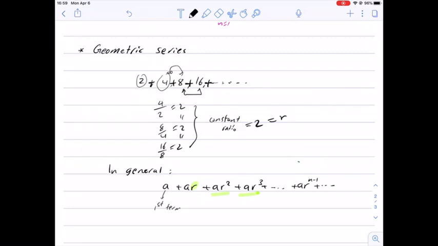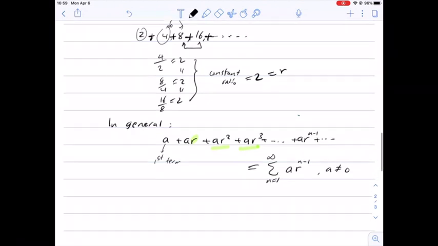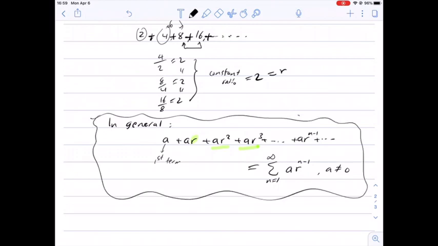Now, after writing this in the general form, we can write it in more compact form using the series. So it's the sum from n equals 1 to infinity of ar^(n-1), where a is not equal to 0. This is called geometric series.